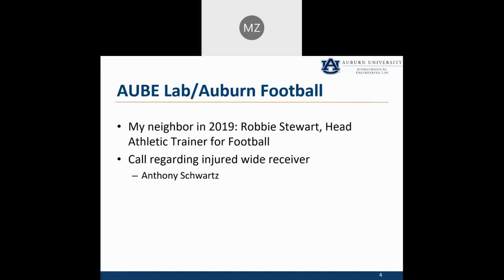Anthony went on to play with the Cleveland Browns for a few years. But anyway, Anthony had fractured his hand. I believe it was stepped on during a practice. And Robbie called me and said, I kind of know what you do in your lab, and I sort of know some of the equipment you have. Is there anything you can do to help Anthony? Is there something you can make for him?